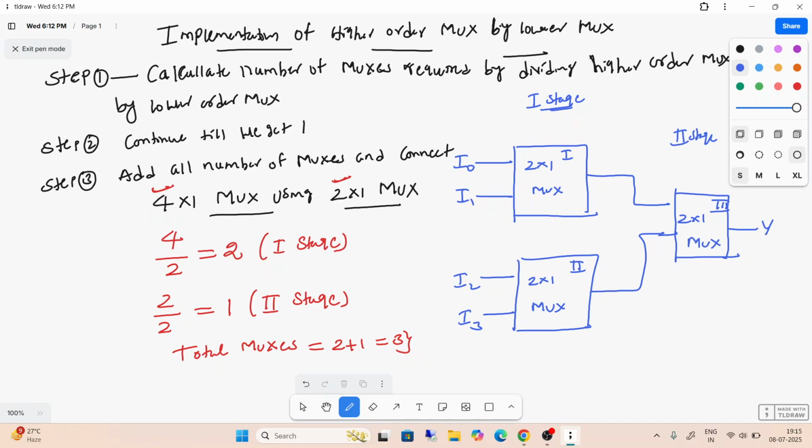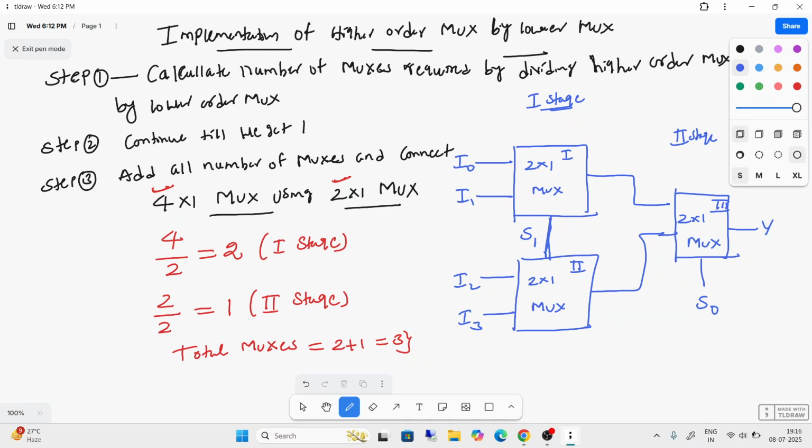In the first stage, a common selection line will be there. Let us take S1. And for the next stage, the selection line is S0. S1 and S0, like this also you can take.